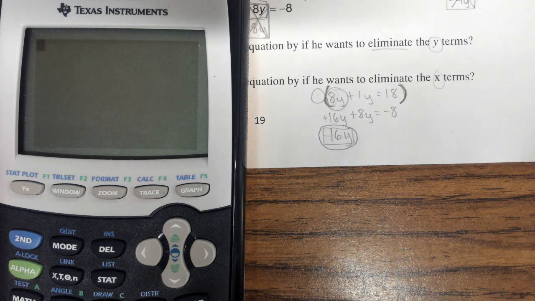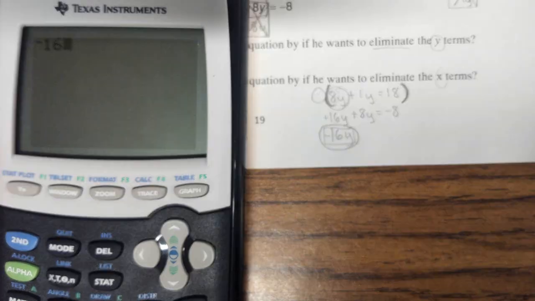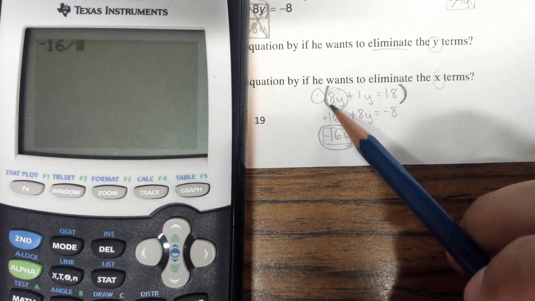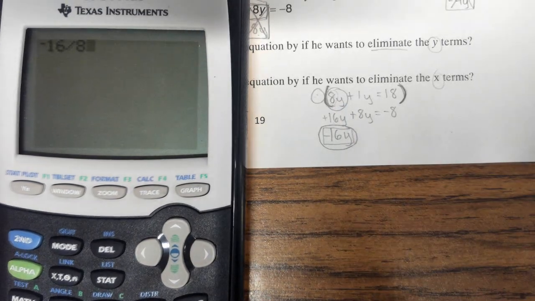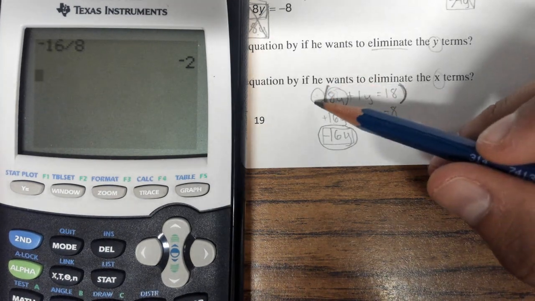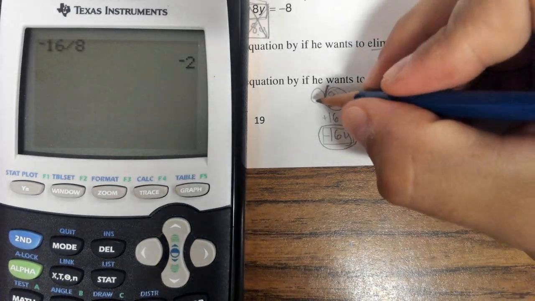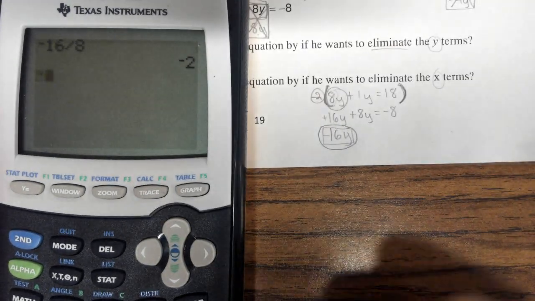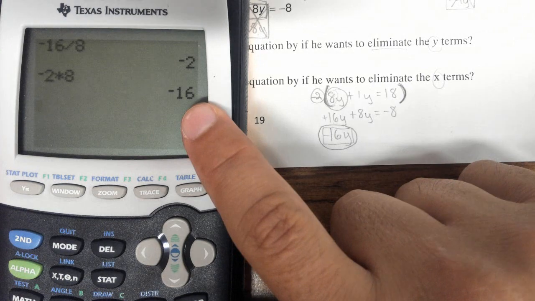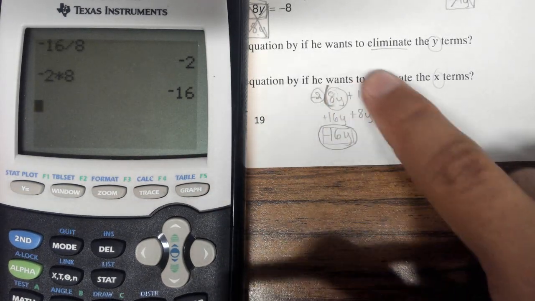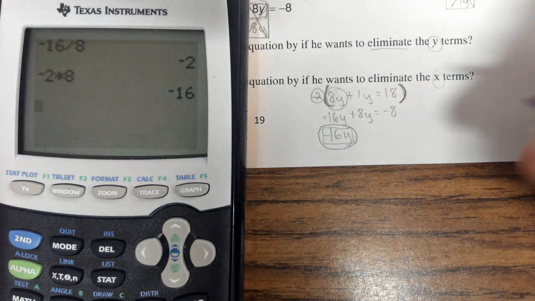To figure out how I get this negative 16, you can do that in your calculator. So you're going to do negative 16, the number that you want, divided by the number that you have. In this case, I have an 8, so I'm going to divide it by 8. Once I hit enter, I get that my number on the outside over here to eliminate my x's should be negative 2. I can even check it. Negative 2 times 8 is going to give me the negative 16 that I need, which is going to go down there. So negative 2 is what I multiply everything by to eliminate.